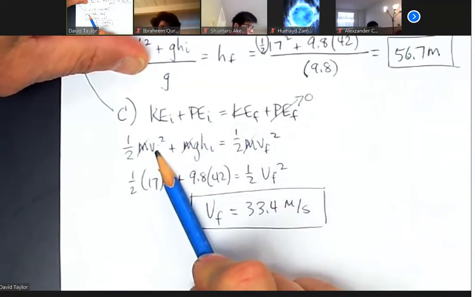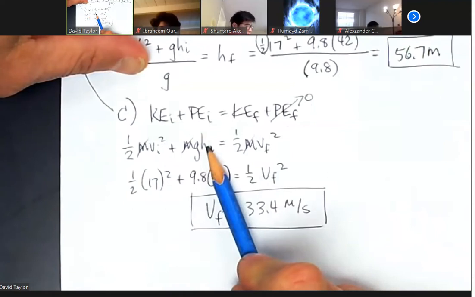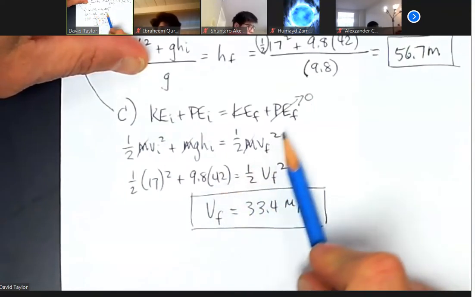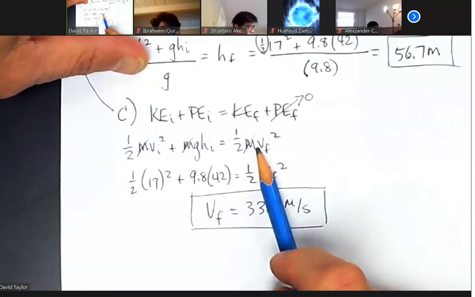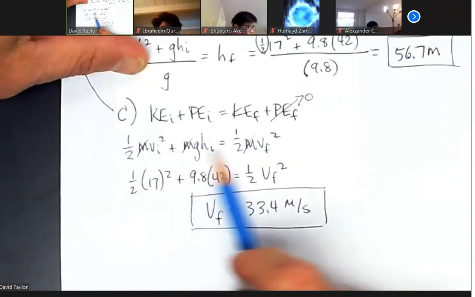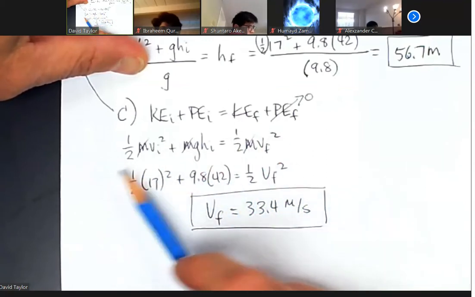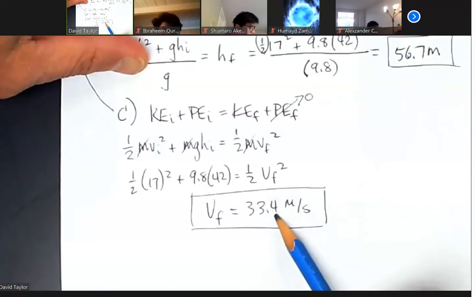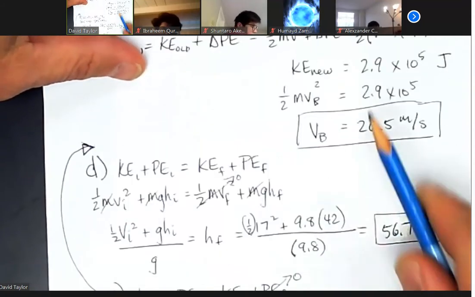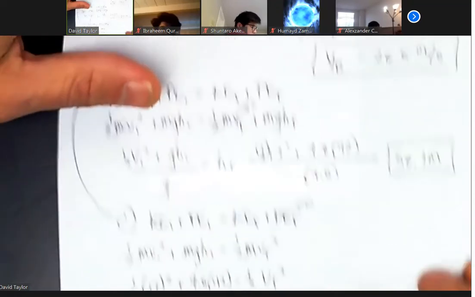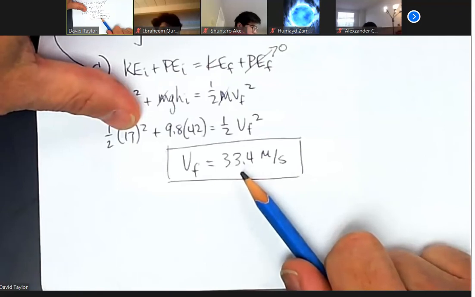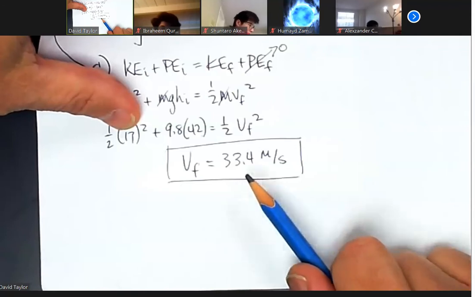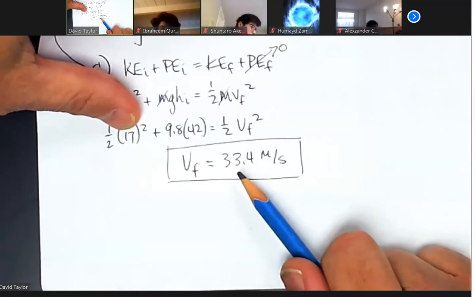So at the beginning, I was going at 17 meters per second, and I was at a height of 42 meters. Now I'm at the bottom. That mgh term completely goes away. Of course, just as always, the m's are in every term, so they cancel out. And now I can solve this for v final. And at a higher point, at point B, I was going 26.5. Now I'm at the very bottom. I'm going even faster. This, of course, is the fastest the roller coaster will be able to go. Unless it goes below ground level, this is the fastest the roller coaster will go.